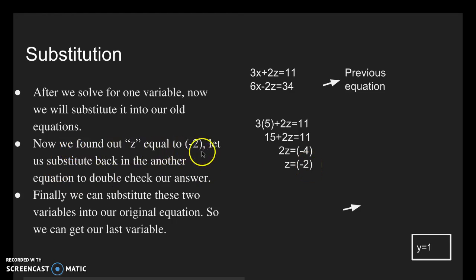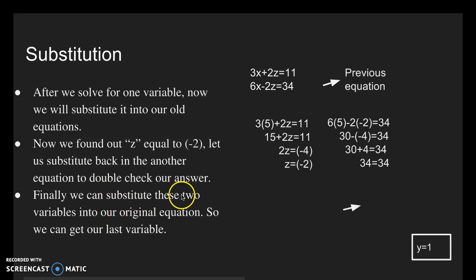Now we found out z equal to negative 2. Let us substitute back into another equation to double check our answer first. So we substitute in this equation: 6 times 5 minus 2 times negative 2, which is z, equals 34. 30 minus negative 4 equals 34, which equals 30 plus 4, because minus a negative number is like plus a positive number right here. So 34 will equal 34. Yeah, we did it correctly.